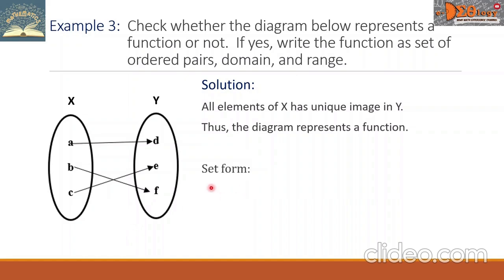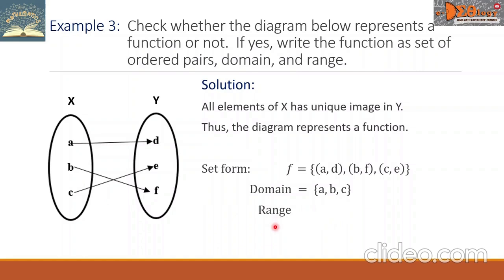So we write now the set form. We start with AD, then BF, also CE. Now we write the domain. These are the elements of set X. So we have A, B, and C. What about the range? These are the values in set Y that are images of set X. So we have D, E, F.